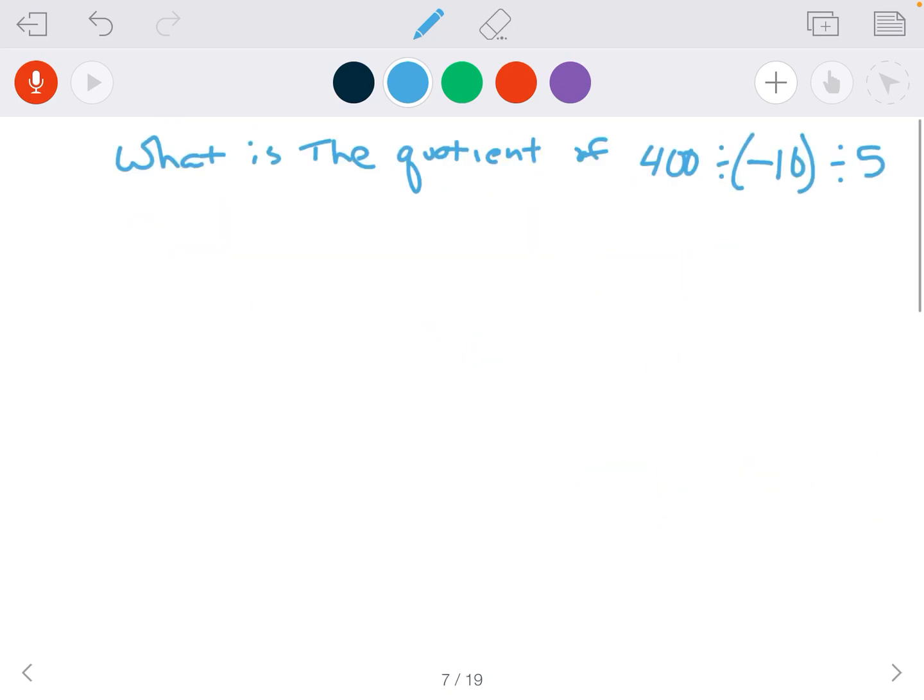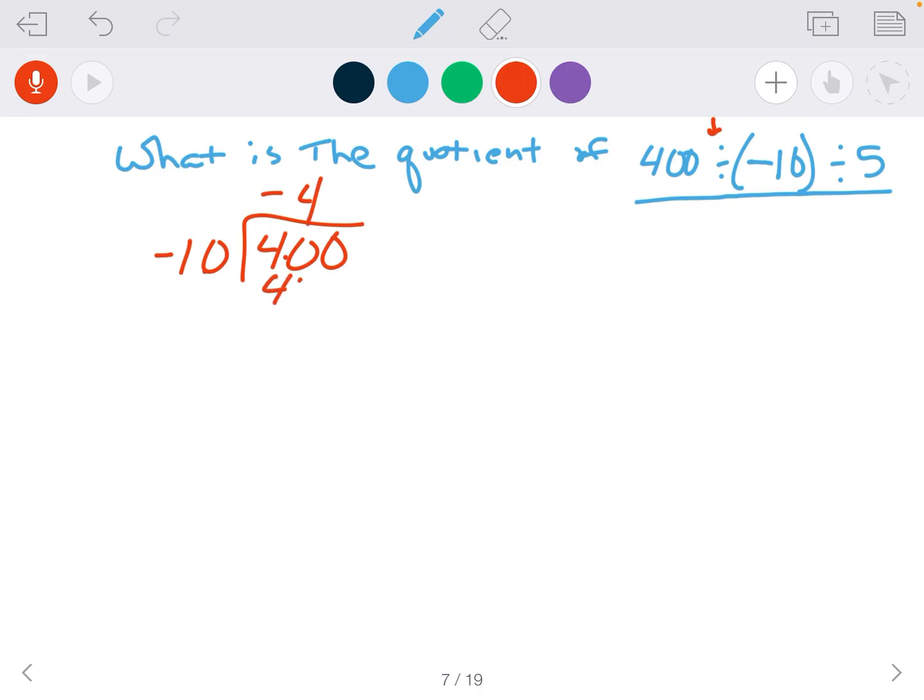Okay. Now, what is the quotient of 400 divided by negative 10 divided by 5? Remember order of operations. In this case, it's pretty simple. All we have is division, so we have to go in the order that it appears. So 400 divided by a negative 10. My answer is going to be negative. So 10 goes into 40 4 times.